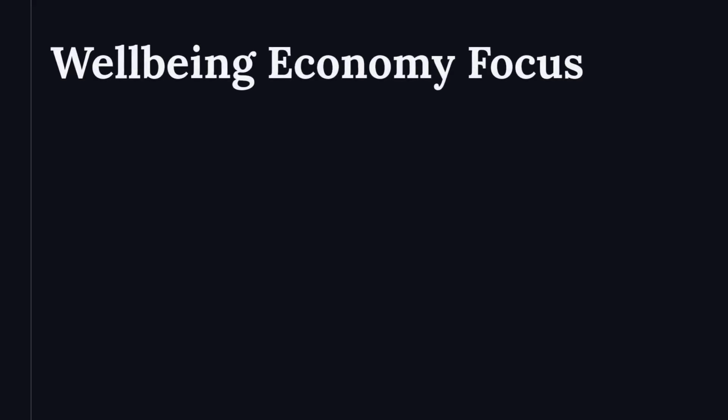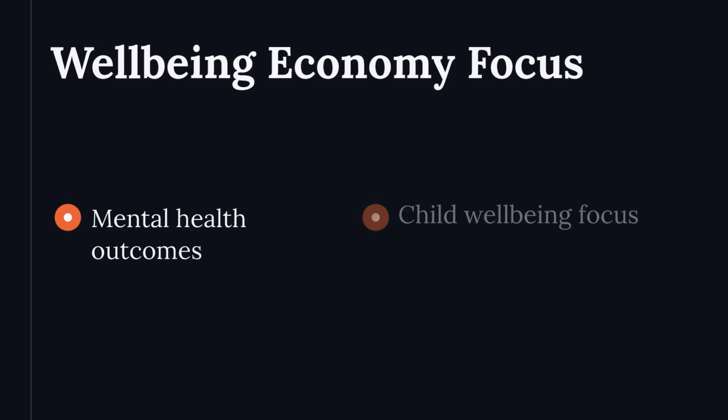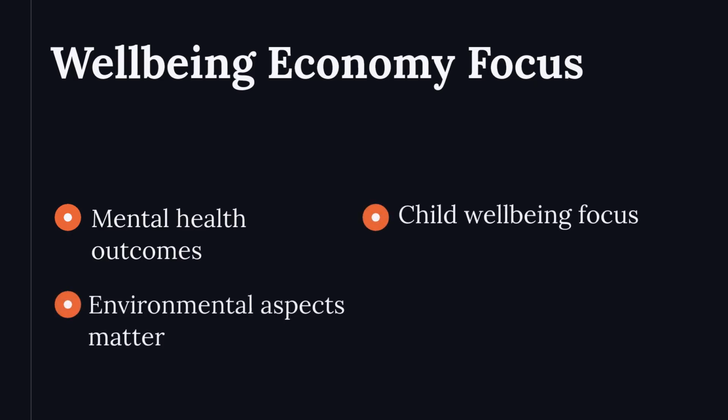Well-being economy indicators focus on well-being outcomes. They include mental health and child well-being. Environmental and equity aspects are considered. They align policy with long-term needs. However, they're still experimental.